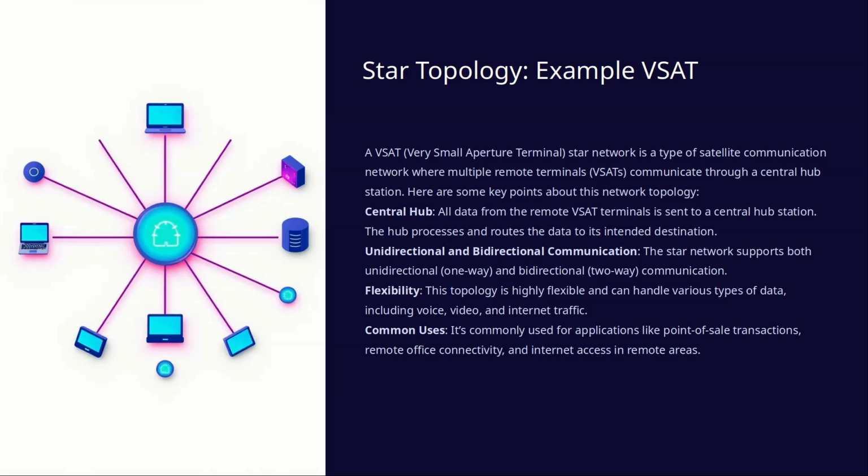There are multiple remote terminals, which are called VSATs, that communicate through the central hub station. The central hub is where all the data from the remote VSAT terminals is sent, and the hub processes and routes the data to its intended destination node. It allows unidirectional and bidirectional communication in the star network.